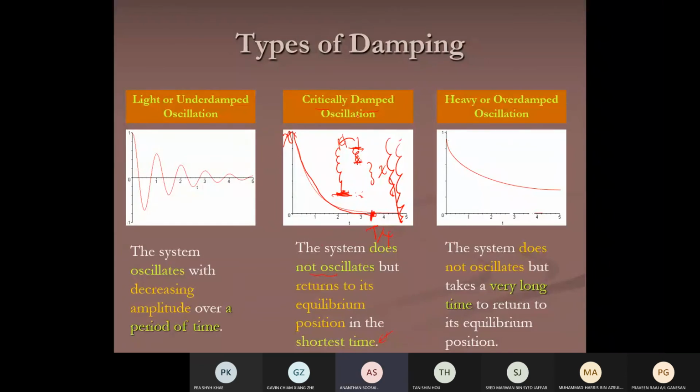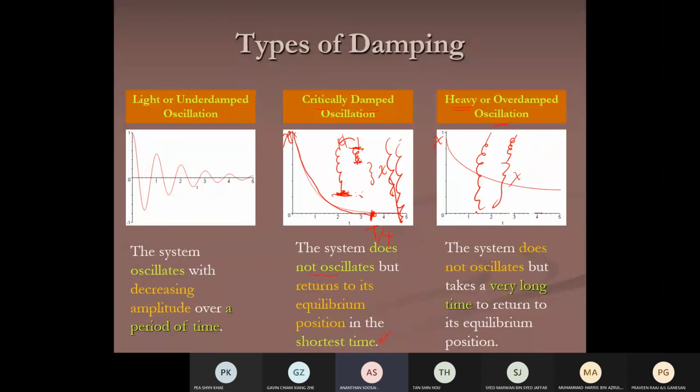Okay, that's critically damped. Third is heavy damped. You see the graph? What is heavy damped? It's being compressed from the original one. So this is your x. When you let it go, what happened?